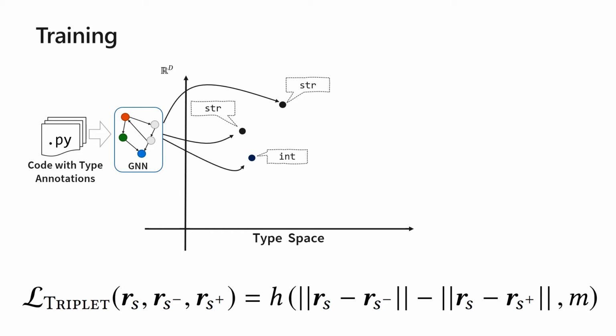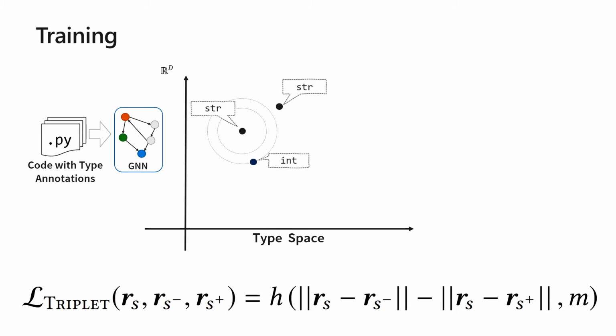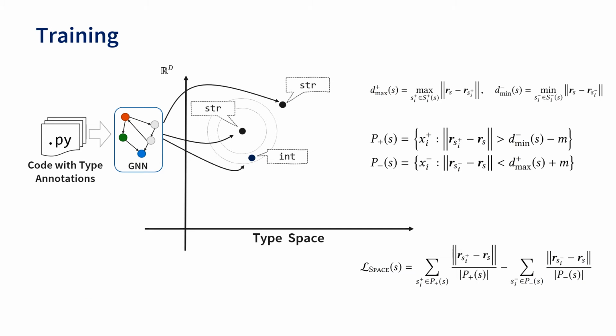such that the symbols with the same type are close by and the symbols with the different type annotations are far away. It's as if each symbol attracts symbols with the same type annotation and repels type embeddings of symbols with different type annotations. In practice, we employ a variant of triplet loss that learns from more than 3 symbols at each time and considers larger sets of symbols. We call this the typespace loss, L space.